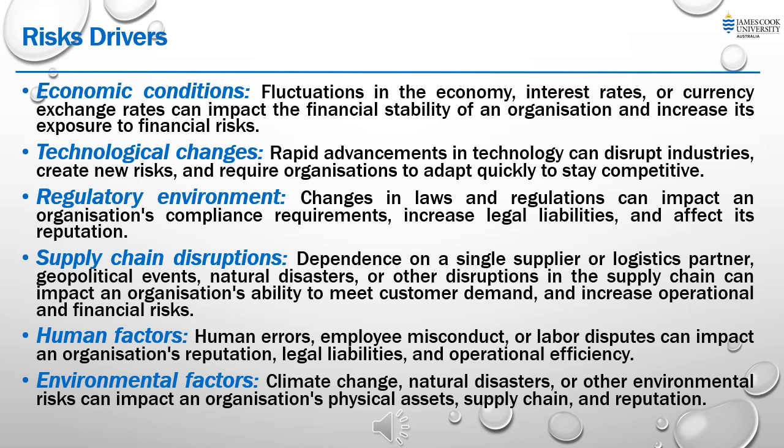Supply chain disruption is another driver. Dependence on a single supplier or logistic partner, geopolitical events, natural disaster, or other disruption in supply chain can impact organization ability to meet customer demand and increase operational and financial risk. Human factors: human errors, employee misconduct, or labor disputes can impact an organization reputation, legal liabilities, and operational efficiency. Environmental factors: climate change, natural disaster, or other environmental risk can impact an organization's physical assets, supply chain, and reputation.